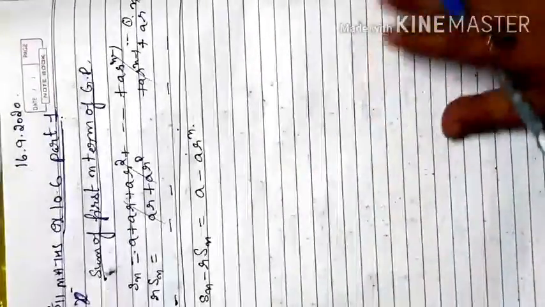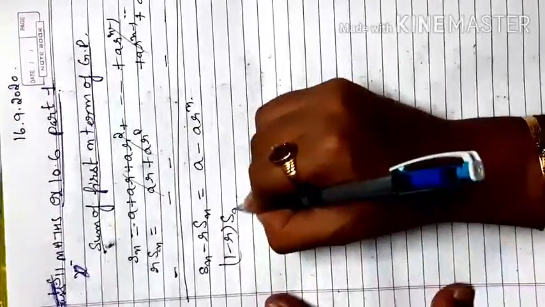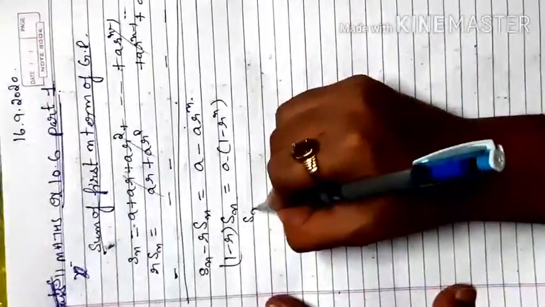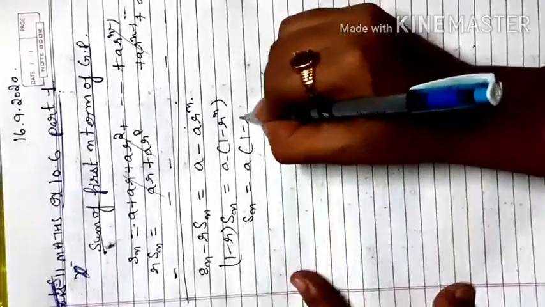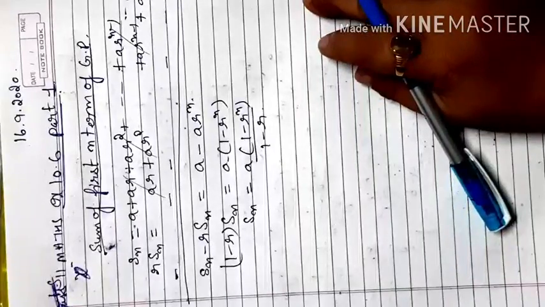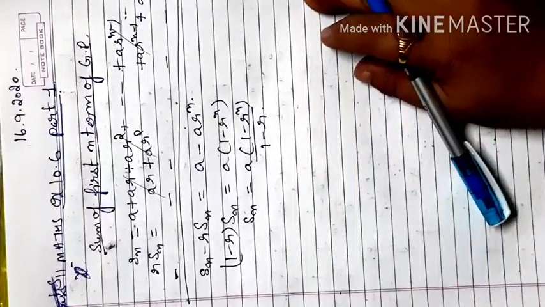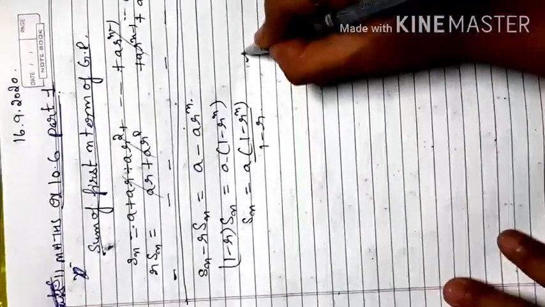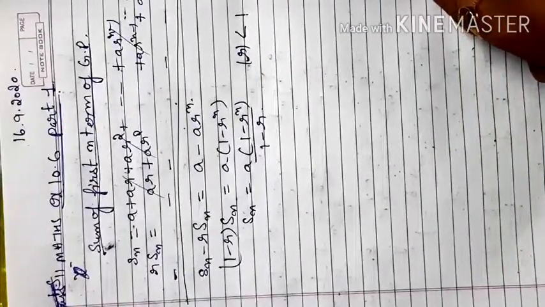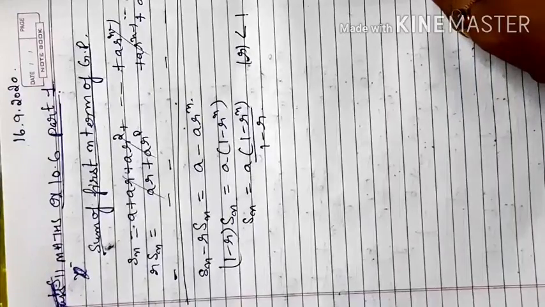So that means if you take Sn common, (1 minus r) Sn, and on the other side take a common, a(1 minus r^n). My sum of n terms formula is a into (1 minus r^n) divided by (1 minus r). But the condition is that, depending upon the r value, you have to use the formula. Generally we say that modulus of r is less than 1. If r is negative or r is positive, there will be a different formula for you to use.